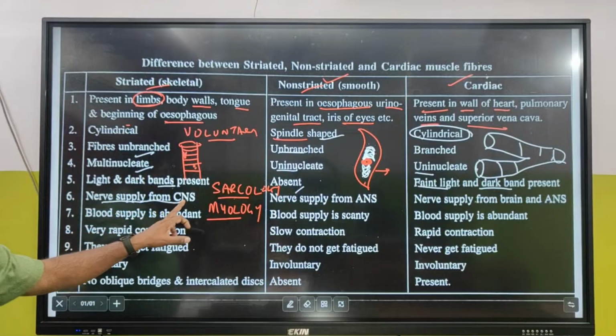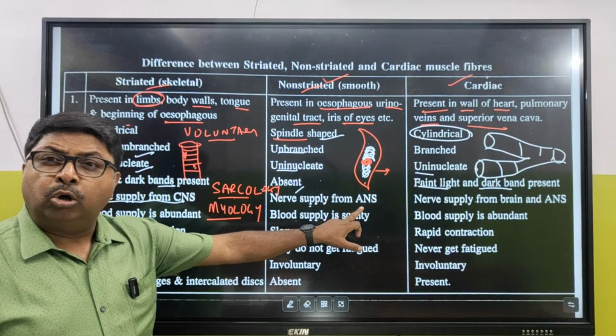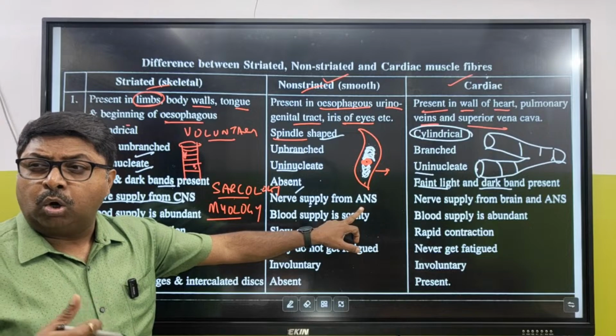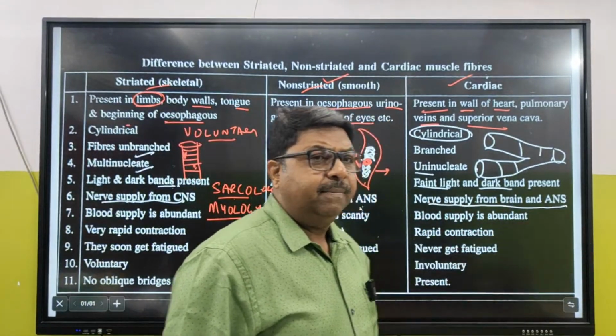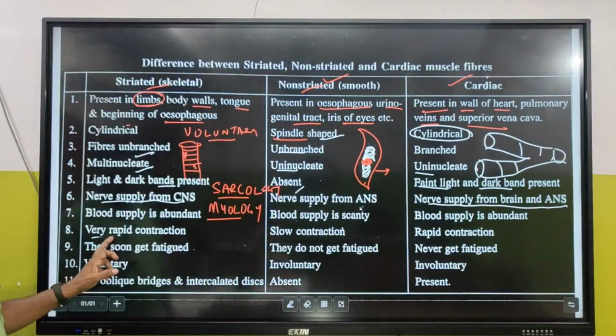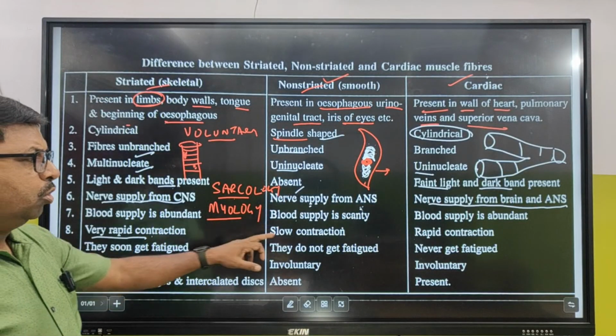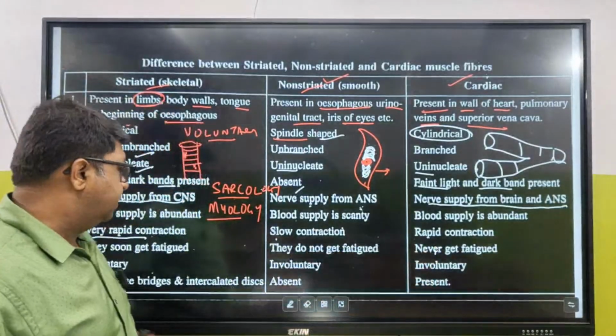Nerve supply from the central nervous system; nerve supply from the autonomic nervous system. Autonomic means automatic, the visceral nervous system; and nerve supply from the brain and both together. Very rapid contraction, slow contraction, and rapid contraction in the heart muscles.